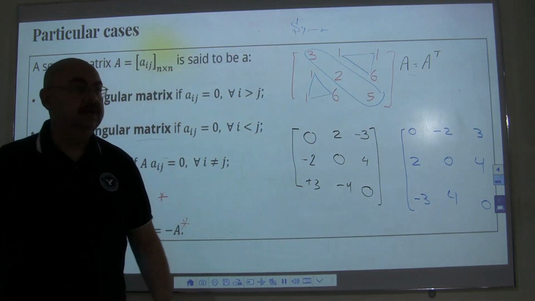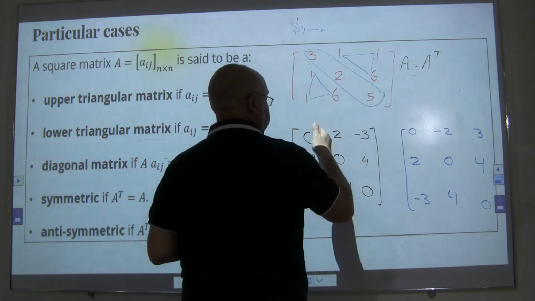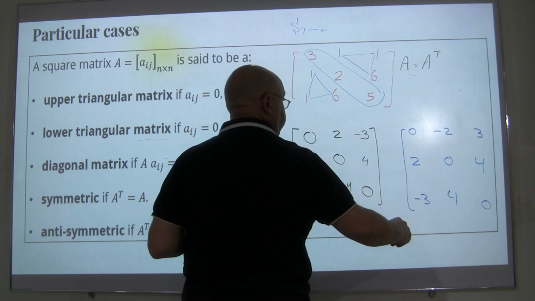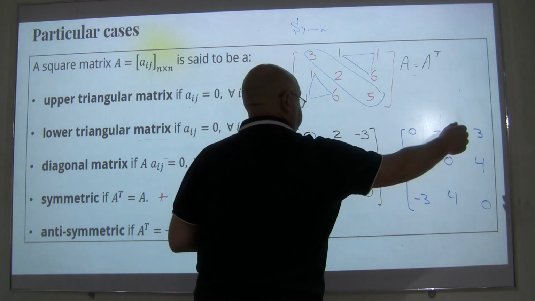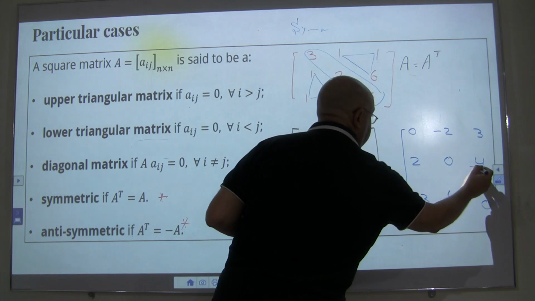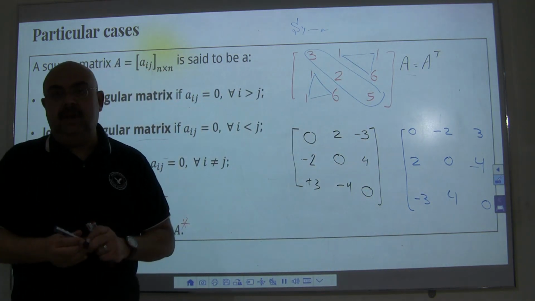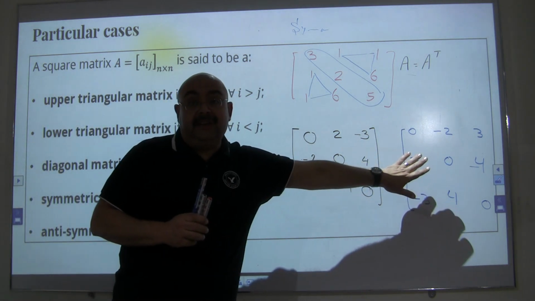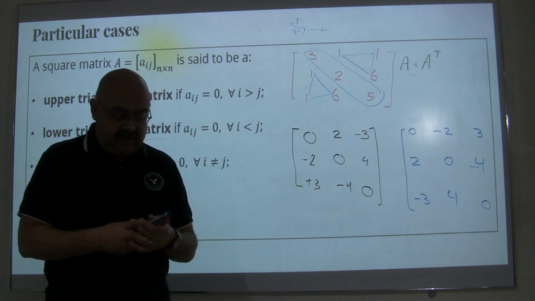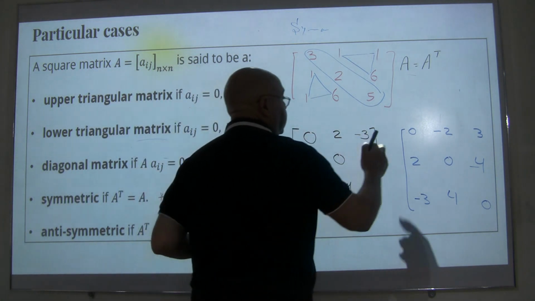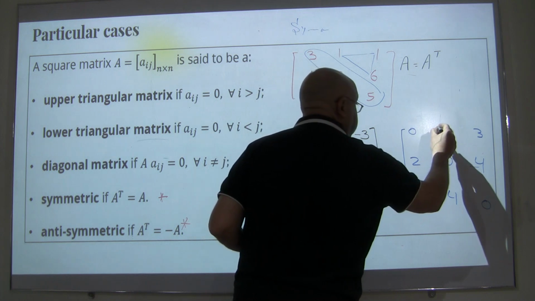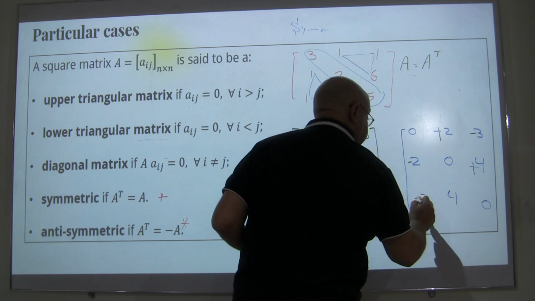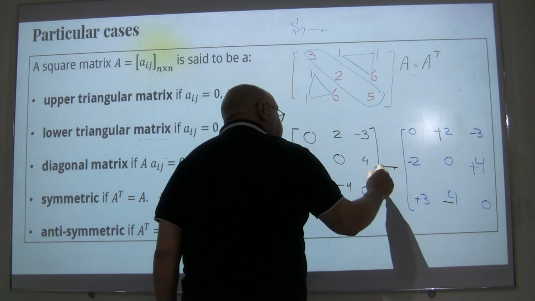Yes, this is right. The first is 0, negative 2, and 3. The second is 2, 0, and 4. The third one is going to be 3, negative 4. Yes, you're right: 3, negative 4, and 0. Remark, if I multiply the transpose by a negative sign, it will be the same. Let's multiply it by a negative sign. 0 times negative will remain 0. So this one is going to be positive, negative, negative, negative, positive, positive, negative. So it's exactly the same.